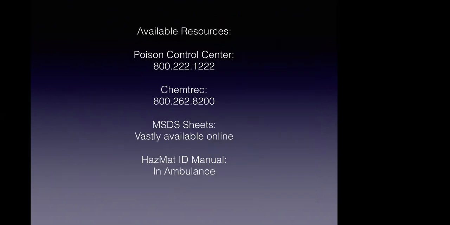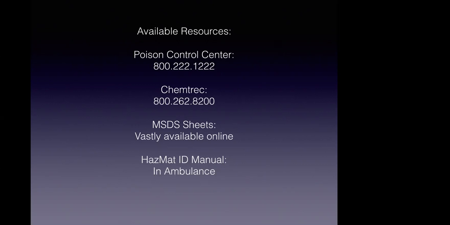So available resources, if you want to snap a picture of this, this is going to be real helpful. State of North Carolina requires that you have the hazmat ID manual in your ambulances. They should be usually in the driver's door. The current version that is released is orange in color. And I tell people, I say, I have big hands. So I always tell people it's the palm-sized book that sits in your truck that you have never touched in your life. I guarantee it.